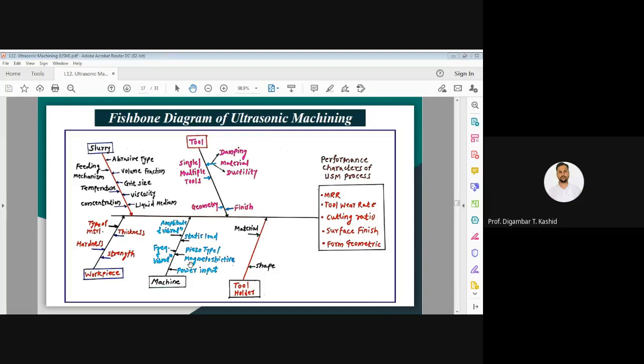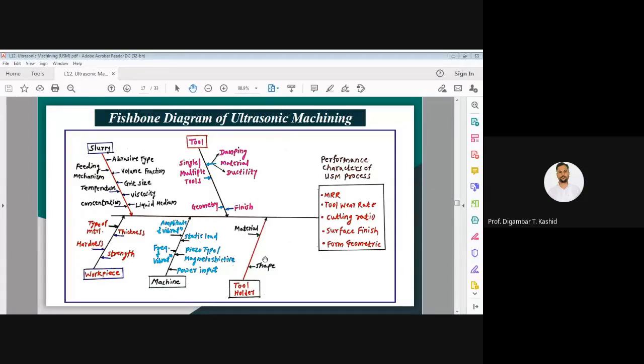Now let us discuss another parameter which affects the performance of the process, that is the tool holder. So you can see here, tool holder. The shape of the tool holder and the material also affect, to some extent, the performance of the USM process. Here you can see I have written it in black color: material and the shape.